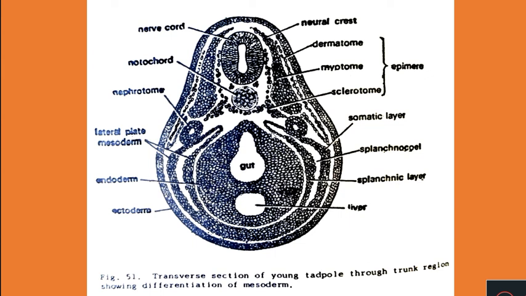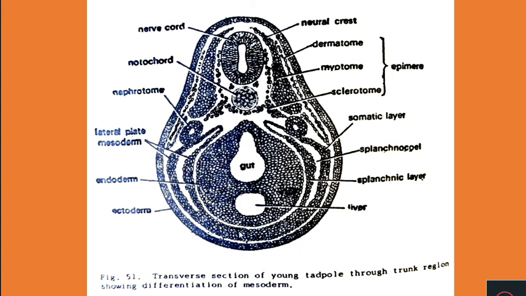You can see, though there is a space, at their free ends the two layers are united. The somatic layer unites with the splanchnic layer at the free ends. But in the center you can see this cavity. It is this cavity which will develop into the coelom. Now, these two will fuse together.